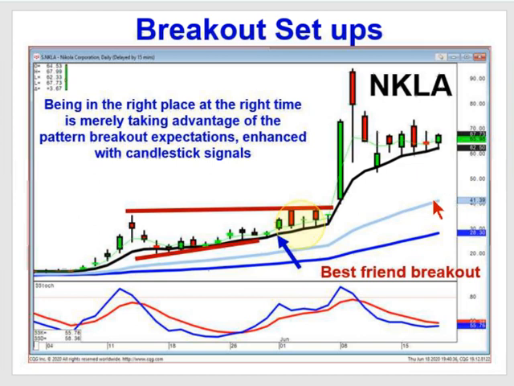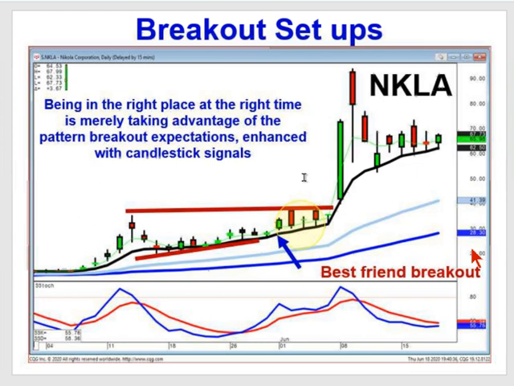I've been trading for 40 some odd years. I hate to say that, but I have not come across anything that has better probability setups than the T-line in conjunction with candlestick signals.